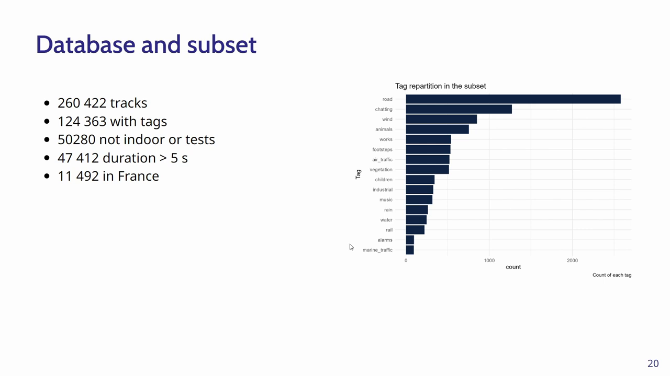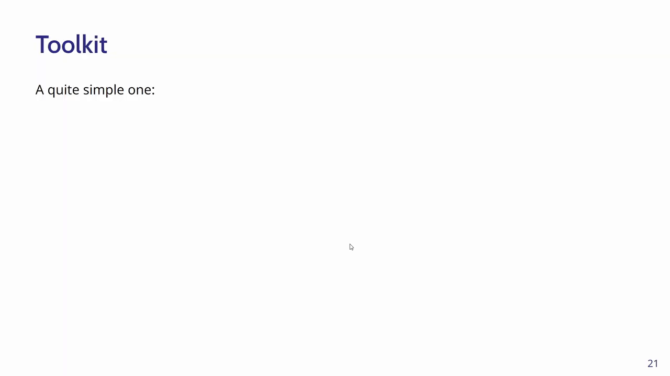Let's take a look at the tag repartition. I said noise is a major health issue, but ground noise is actually a rarity. We can see in the dataset that almost half of the tags are roads. We also have tags about chatting, wind, animals, works, footsteps, air traffic, and so on. You have 16 different tags, but not all of them are present in this subset.